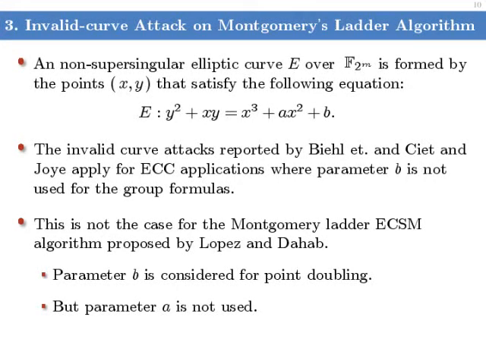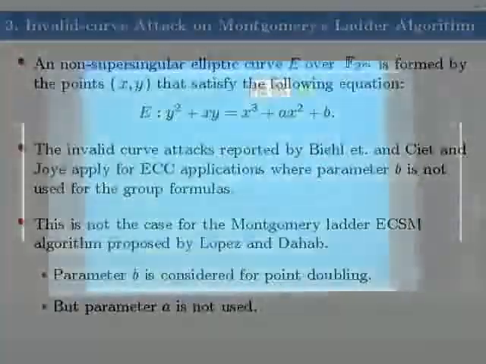here we can have points in this elliptic curve. If we have this elliptic curve defined over the binary field, those invalid curve attacks proposed by Biel, and in another paper by Ciet and Joye, are based on the property that some group formulas don't use parameter B. If parameter B is not used, then you can mount this invalid curve attack.